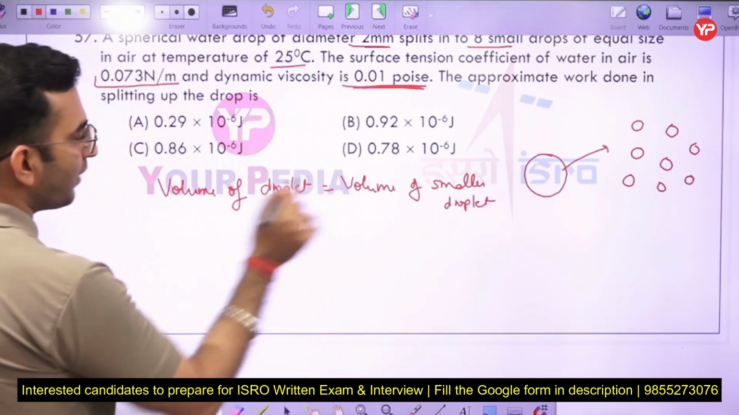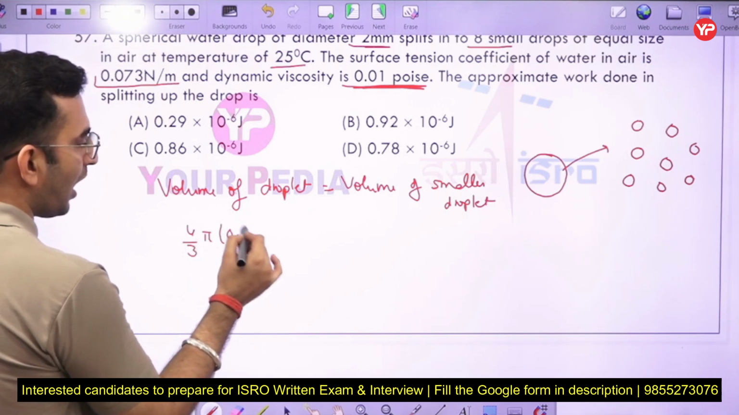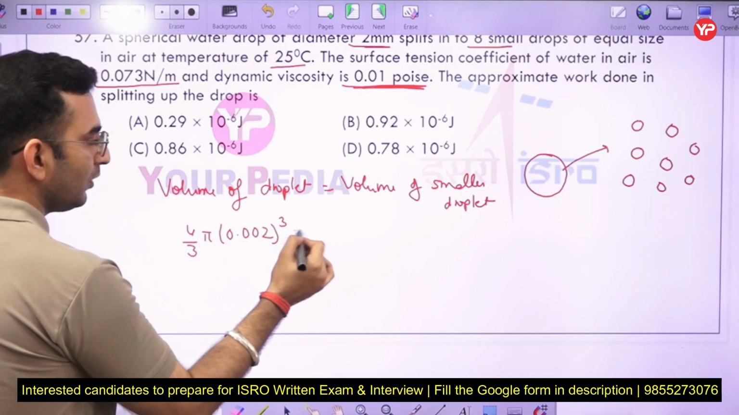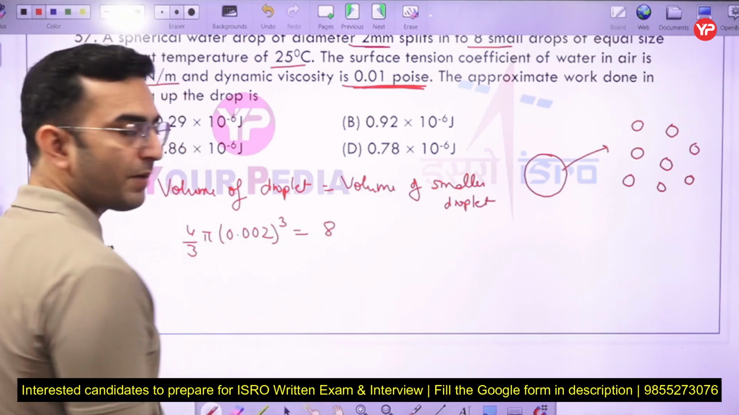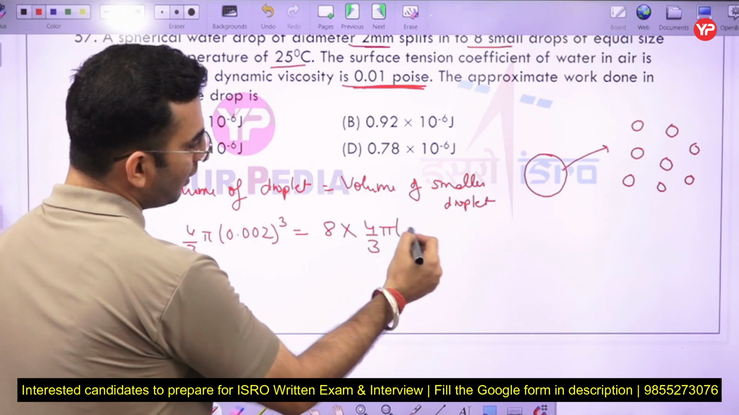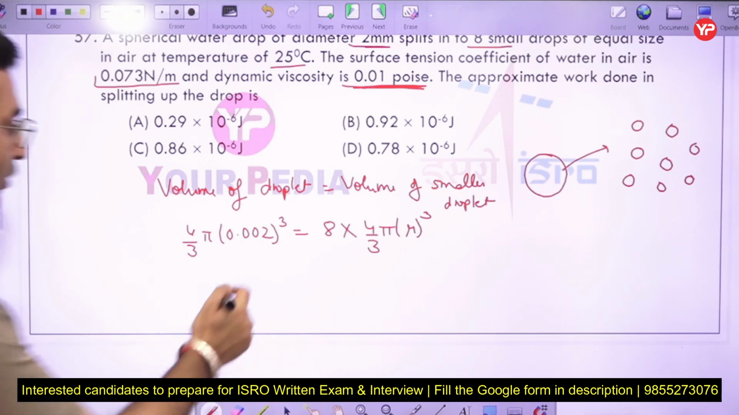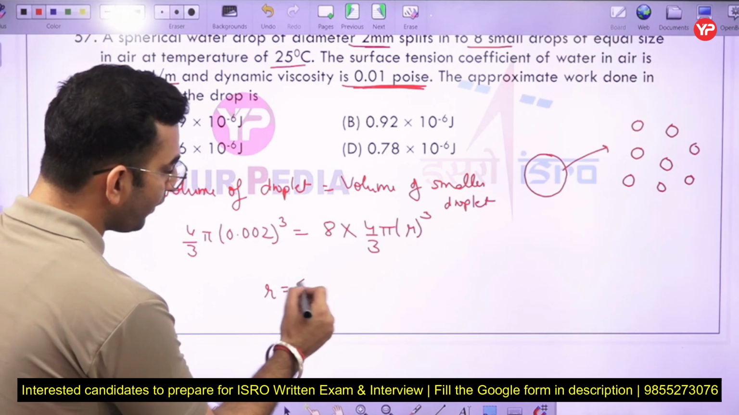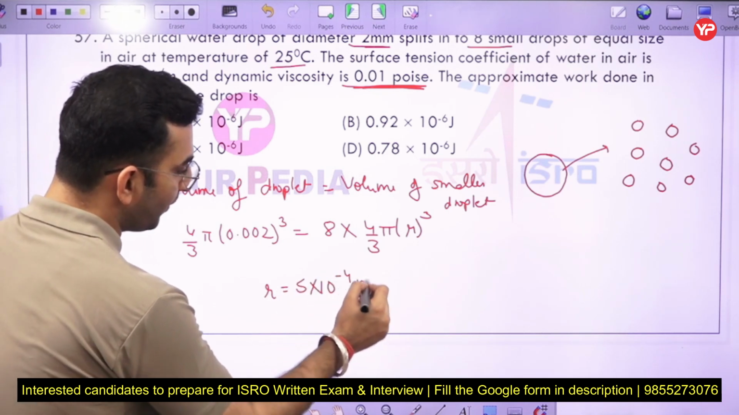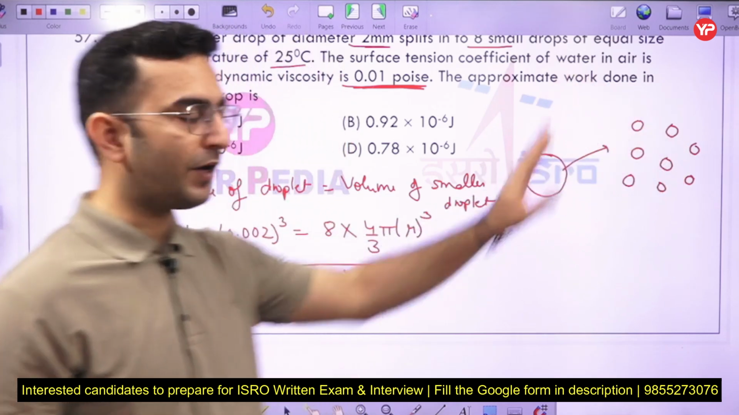The volume of a droplet is 4 by 3 pi r cube, and there are a total of 8 droplets, with unknown radius r, so it will be 8 times 4 by 3 pi r cube. If you solve for the radius, it is going to be equal to 5 into 10 to the power minus 4 meter. That is the radius of the small droplets which are produced here.